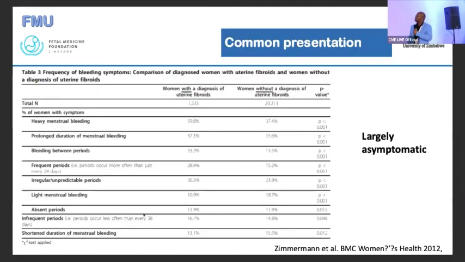What are the common presentations for patients with fibroids who are coming for evaluation with the ultrasound scan? The majority of women with fibroids are asymptomatic. We talked about ranges of 60 to 80% earlier. So these may actually be incidental findings. However, from the study by Zimmerman, there's a statistically significant difference in terms of bleeding in women who have fibroids compared to those who come for scan and do not have fibroids, with a p-value for most of the findings of less than 0.01.